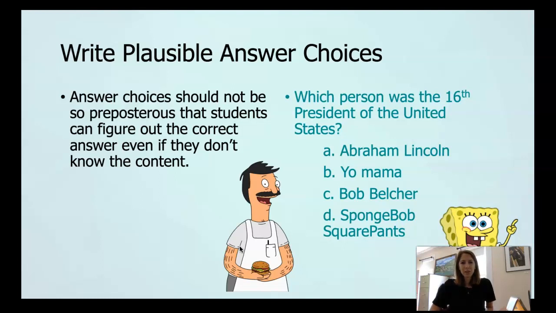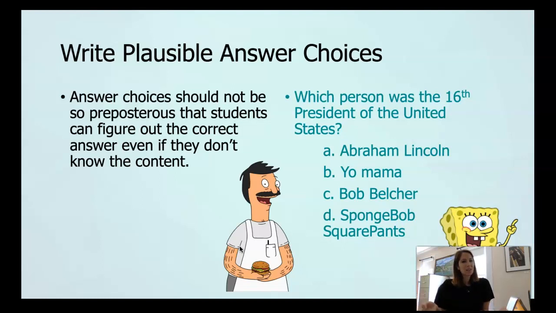So if we look at this sample question here, which person was the 16th president of the United States? I think that even if you didn't know that it was Abraham Lincoln, you could probably guess that A is the correct answer just because the other answer choices are preposterous, right? Yo Mama, Bob Belcher, and SpongeBob SquarePants were definitely not presidents. Although I think Bob Belcher would make a pretty good president, but as a fictitious character, this is not going to work out. So anyway, personal opinion there. But clearly, choices B, C, and D are not correct. So those are implausible answer choices.